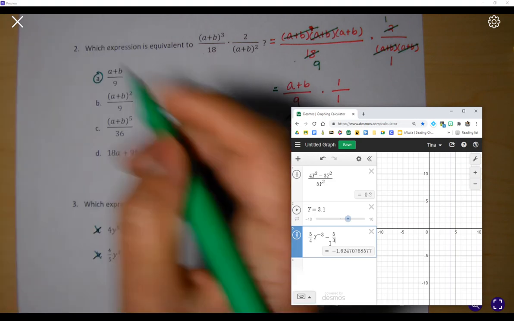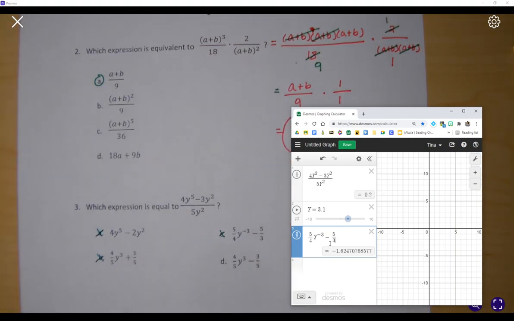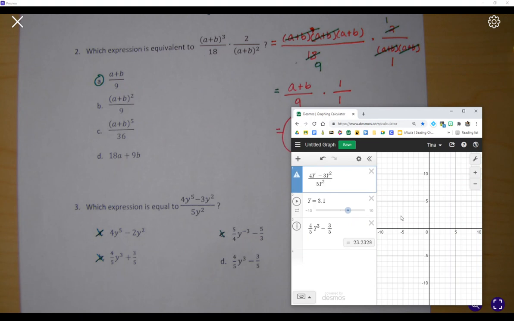Nope. So it has to be answer choice D, but we'll check it. 4 over 5, y to the third power, minus 3 over 5. Oh, that didn't work either. Then what did I do wrong? Oh, sorry, that was supposed to be a 5. My bad. Oh, well, there you go. That worked out. Okay, so when I changed the question, I accidentally put a 2, but it was a 5.